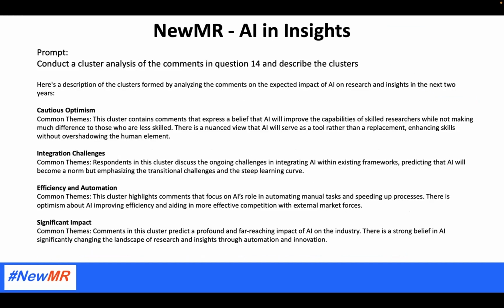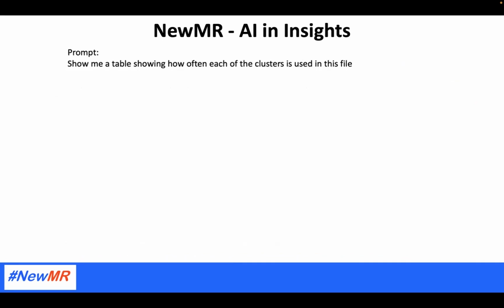So the first of my approaches is this convert option. So I ask ChatGPT, conduct a cluster analysis of the comments in question 14 and describe the clusters. And it comes back with 4 clusters. It says there's cautious optimism, integration challenges, efficiency and automation, and significant impact. And it describes what those mean. Then I say, show me a table showing how often each of these clusters is used in the file.